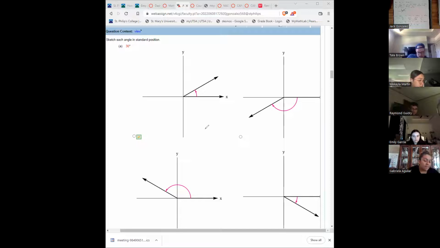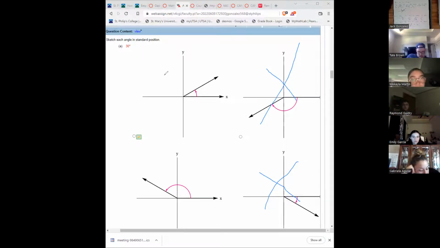If we're going counterclockwise, positive. So this question will automatically rule out these two, right? Because they're going in the negative direction. So there's no way it could be a positive 30. So you just have to look at these two. 30 is in quadrant 1. This is already in quadrant 2. So it has to be this one. It has to be A, right?